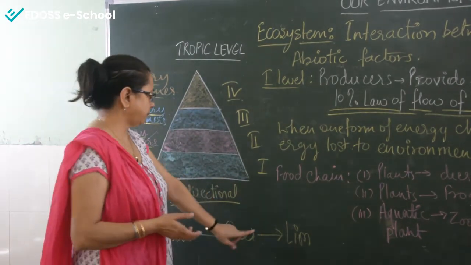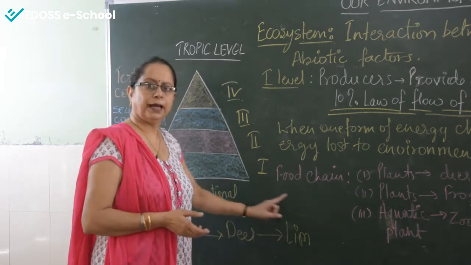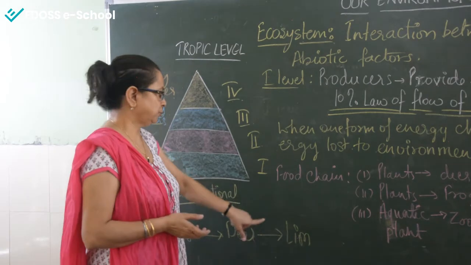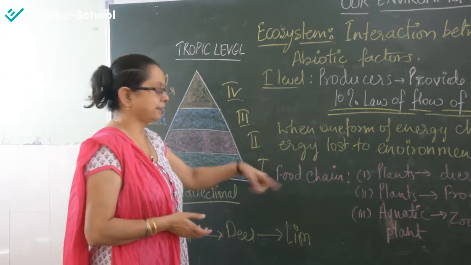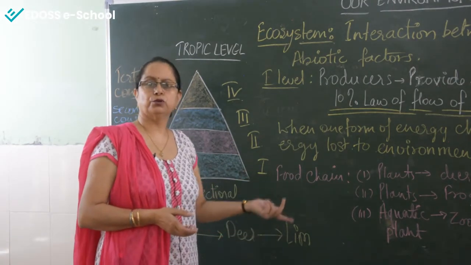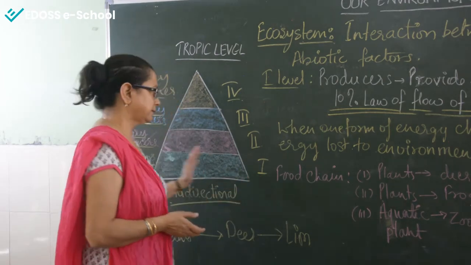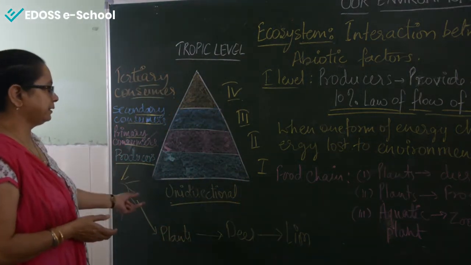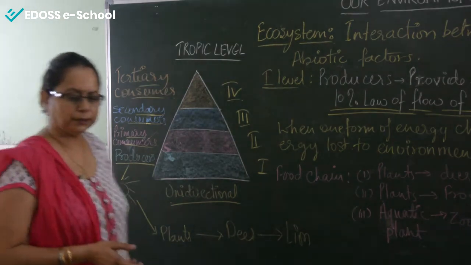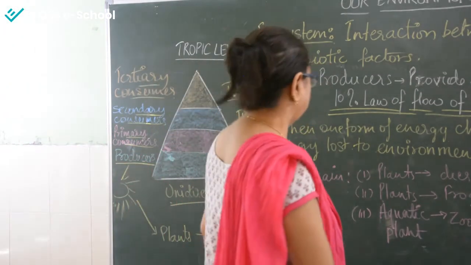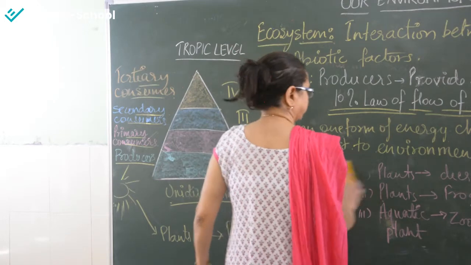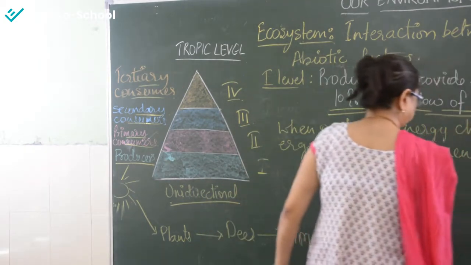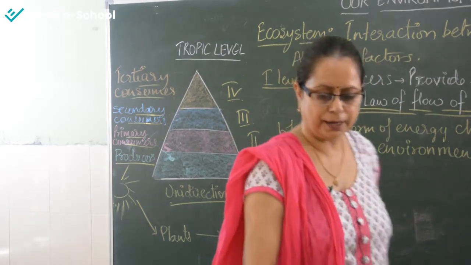Then on the next step, deer is consumed by the lion. That means again the 10% law, 10% of energy is consumed by the lion, and the rest of the 90% goes back to the environment. And this is how this process takes place. That is the 10% law of energy. I will just give you an example regarding it, the kind of small numericals that have been asked.